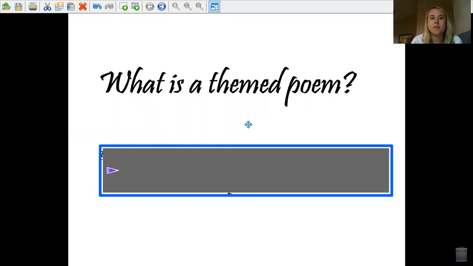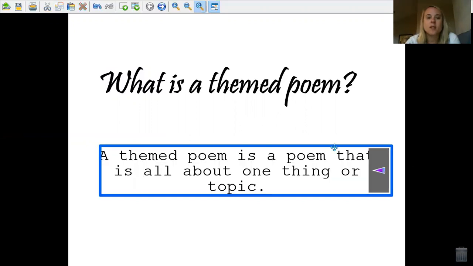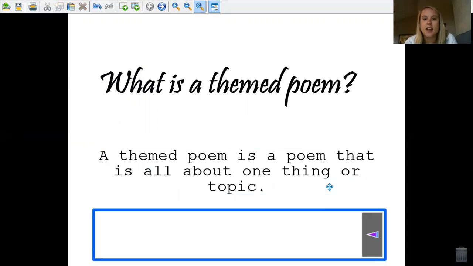And let's see, it says a themed poem is a poem that is all about one thing or one topic. A poem that's all about one thing or one topic. You can pause this video right here so you can write down the definition in your reading notebook. Write this down underneath the title, themed poem. Awesome. Now, once you've finished with that, make sure you spelled everything right. If you did, then give yourself a little pat on the back. Or I like to say give yourself some clicks.